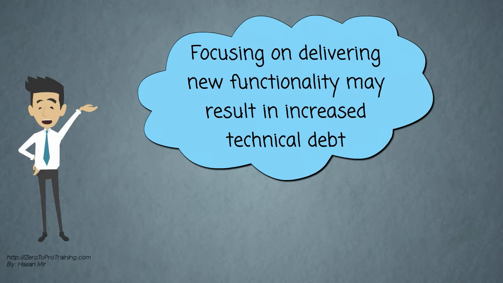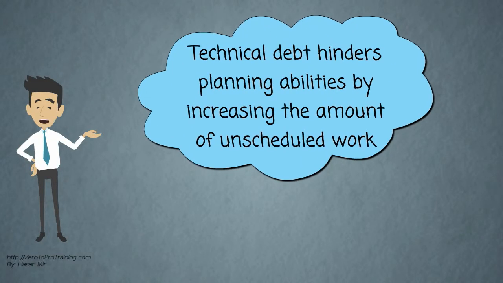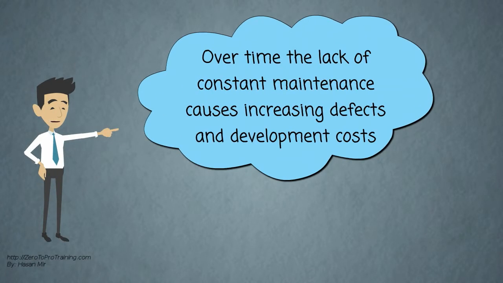Allowing technical debt to build up. Focusing on delivering new functionality may result in increased technical debt. The team must allow themselves time for defect remediation and refactoring. Technical debt hinders planning abilities by increasing the amount of unscheduled work, as production defects distract the team from further project progress. Over time, the lack of constant maintenance causes increasing defects and development costs.